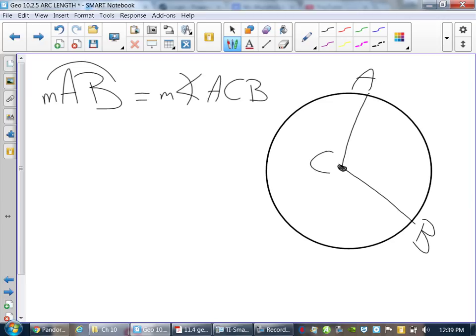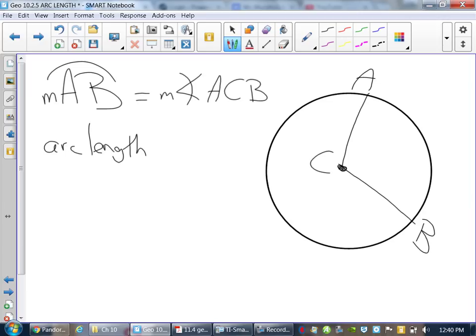One of the things I want you to notice is how we write arcs. We write arcs with a little arc symbol over them. We write angles with that little arc inside the angle. If you keep that together, when we start talking about what's called arc length, you'll be able to distinguish between the two.